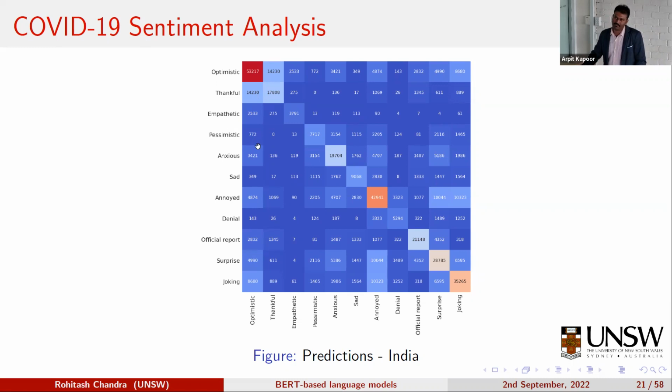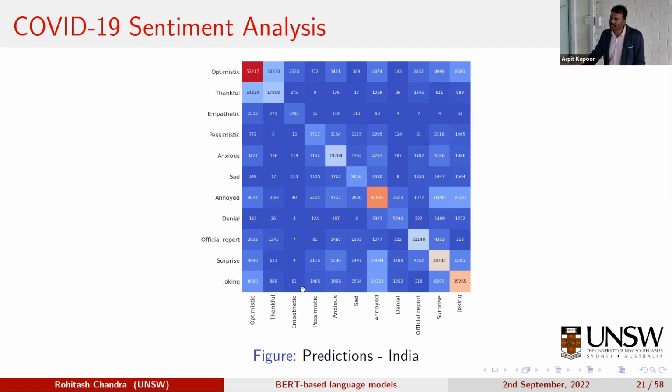And then we have optimistic and pessimistic very little, and sad very little, because of denial. It's hard to write a sentence that is optimistic and sad at the same time, right? So this is what we found.